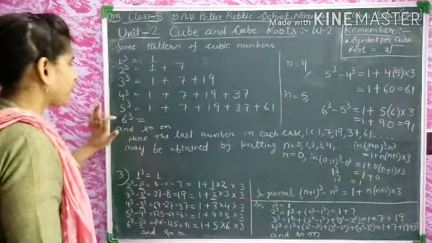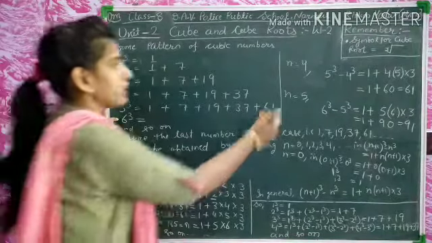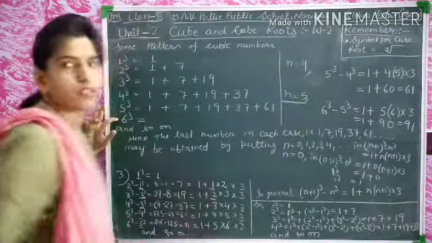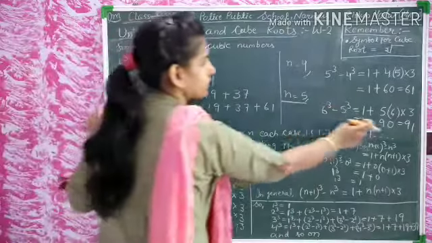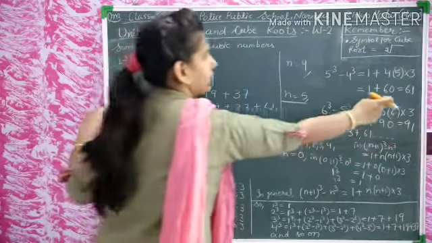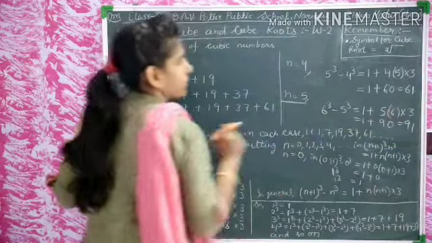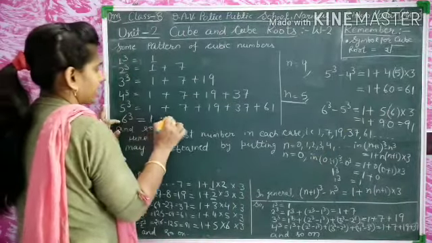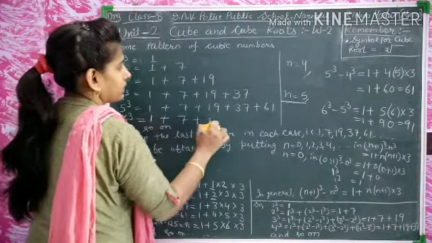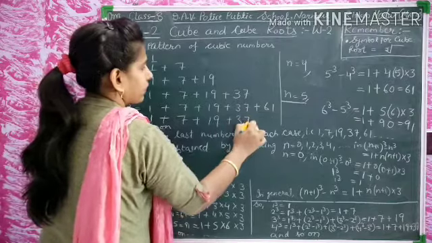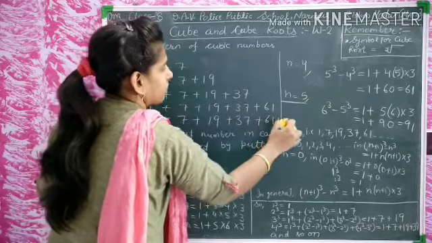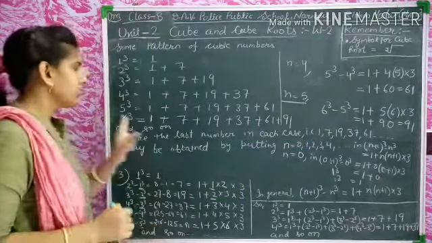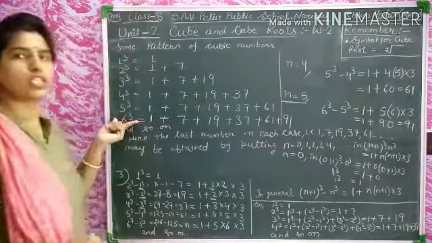And for finding the 6 cube, we will put here n equals 5. So the last step is 91, and the previous step is 61. So we will see here 1 plus 7 plus 19 plus 37 plus 61 plus 91. This sum is equal to the 6 cube.